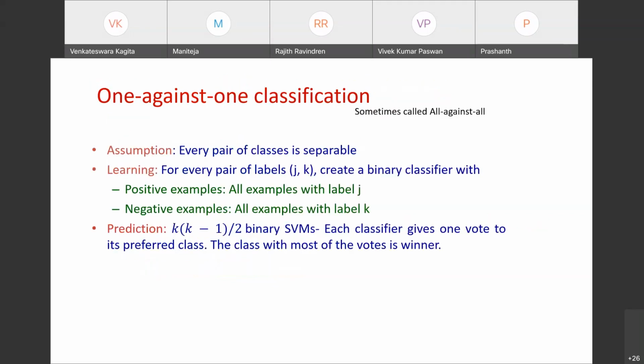Next one is one against one classification. We also call this all against all classification. So in the earlier case, if we have three classes, 1, 2, 3, what are we doing?